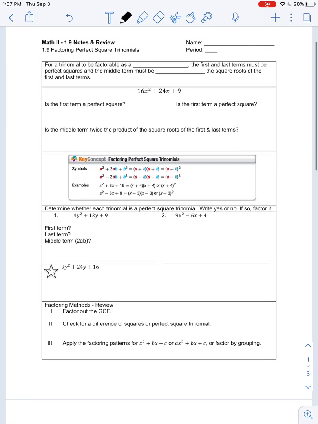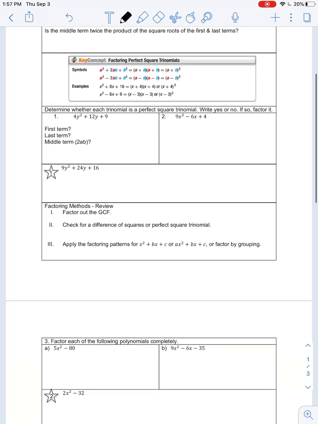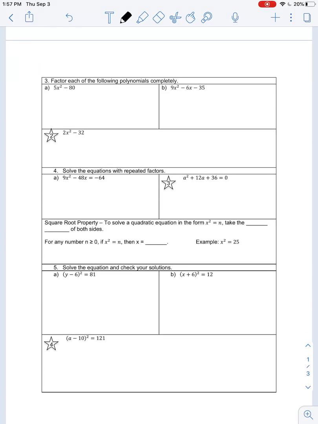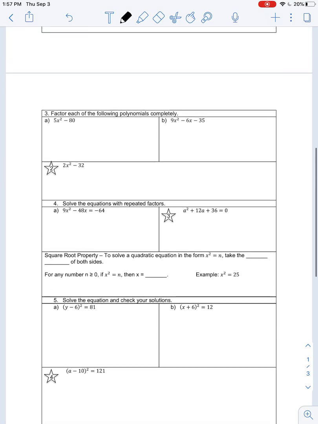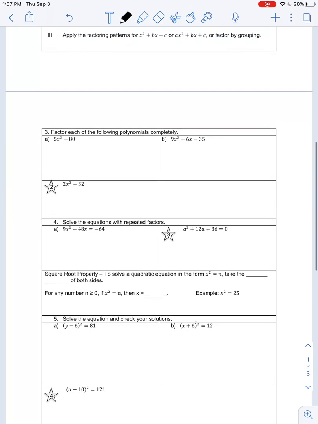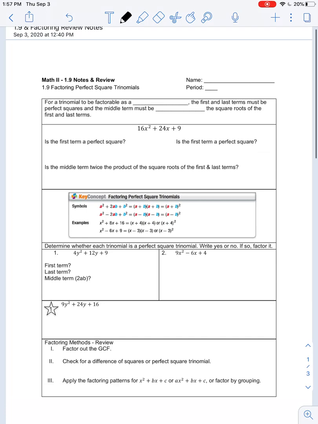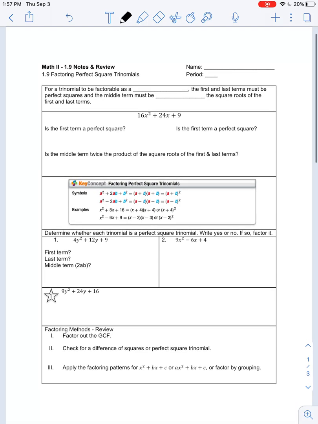Okay, so this first page again is on 1.9, and the second part is going to be on factoring. And the factoring is important because in all the sections so far we've just done one concept at a time, but now you have to figure out which route to go with the different types of problems.